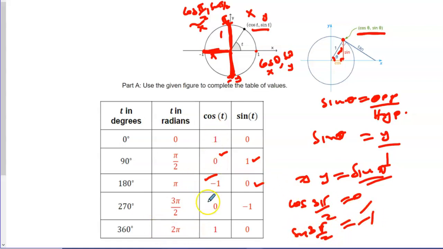Now for 2 pi or 360, we have gone once round the circle and now we come to the 0 position. And so at that point, we are going to get the same value as cos 0 and sin 0, and that is 1 and 0 as shown.